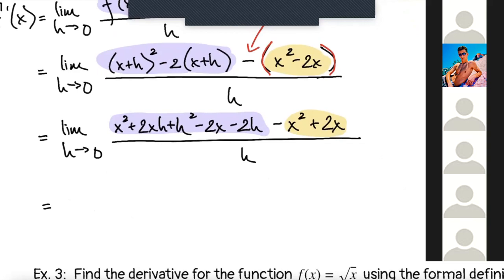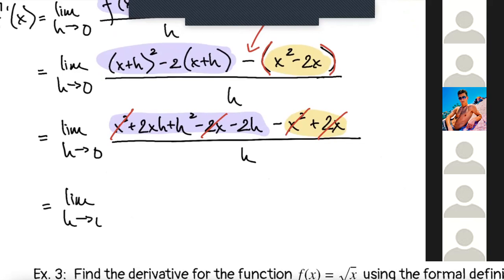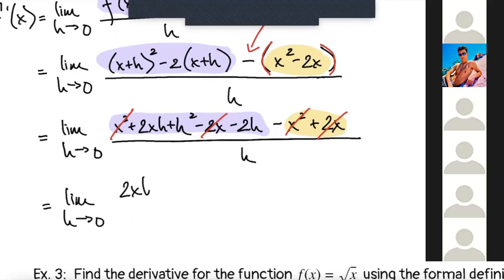So let's see what goes away. x squared and x squared, negative 2x and positive 2x. Those go away. What are we left with? 2xh plus h squared minus 2h over h. This is a good moment to stop and make sure: can you factor an h out of the numerator? Because if you can, then you did it right. If you cannot, then you did it wrong, and you're going to go back and check your signs.